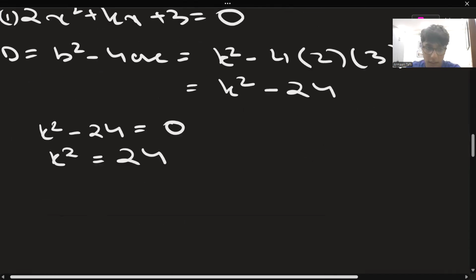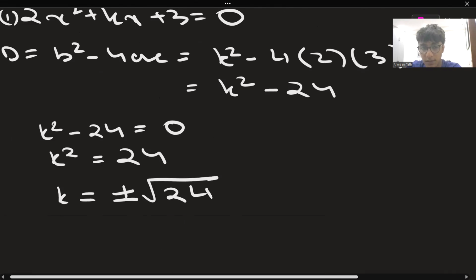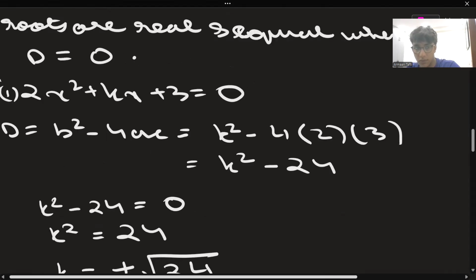So look at this step carefully. k can be equal to plus minus root 24, because k can be negative as well. Root 24 only gives a positive answer, but k can be both negative and positive. That's why you put the plus minus outside the root sign. If you want, you can simplify this slightly further. It's 4 times 6, so this is plus minus 2 root 6. There are two values of k for which your quadratic will have equal roots: 2 root 6 and minus 2 root 6.